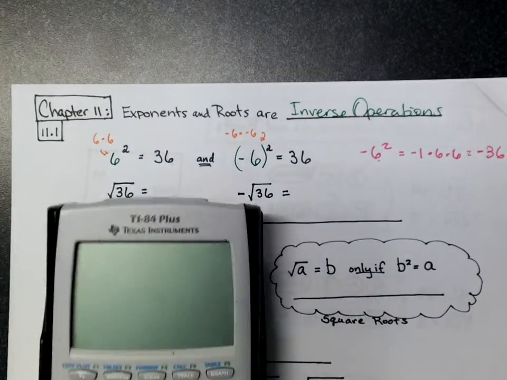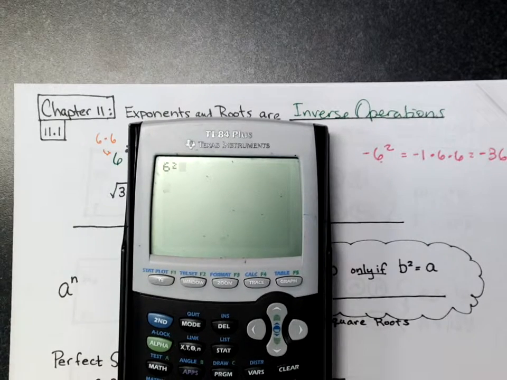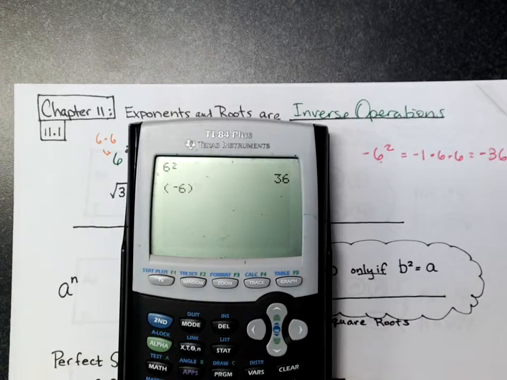And you can back this up in your calculator as well. 6 squared is 36. Parenthesis negative 6 squared is also positive 36. But if you just put in negative 6 squared, negative 36. Okay. Very important distinction.